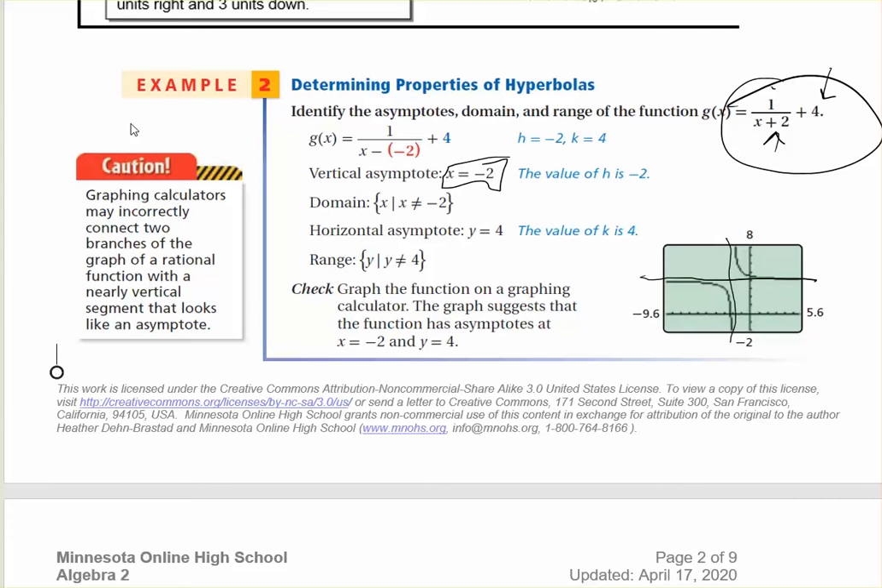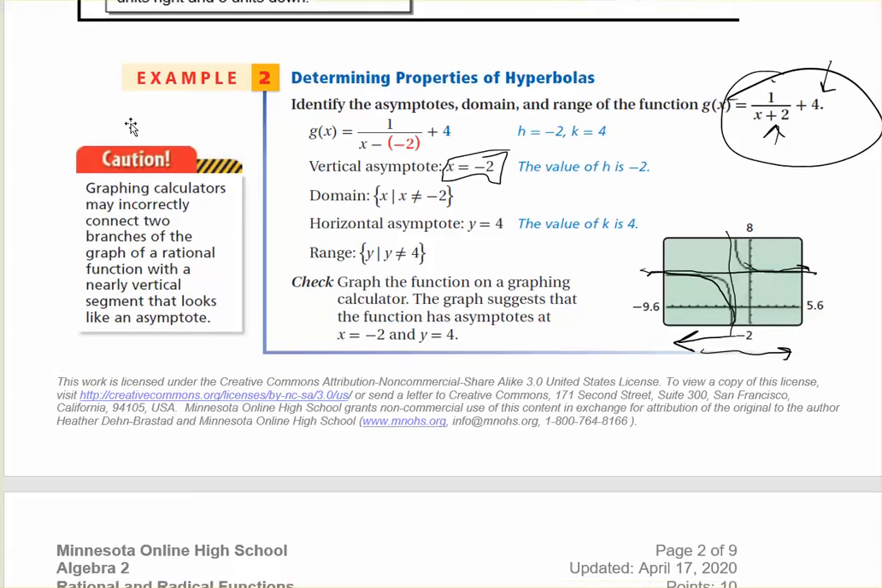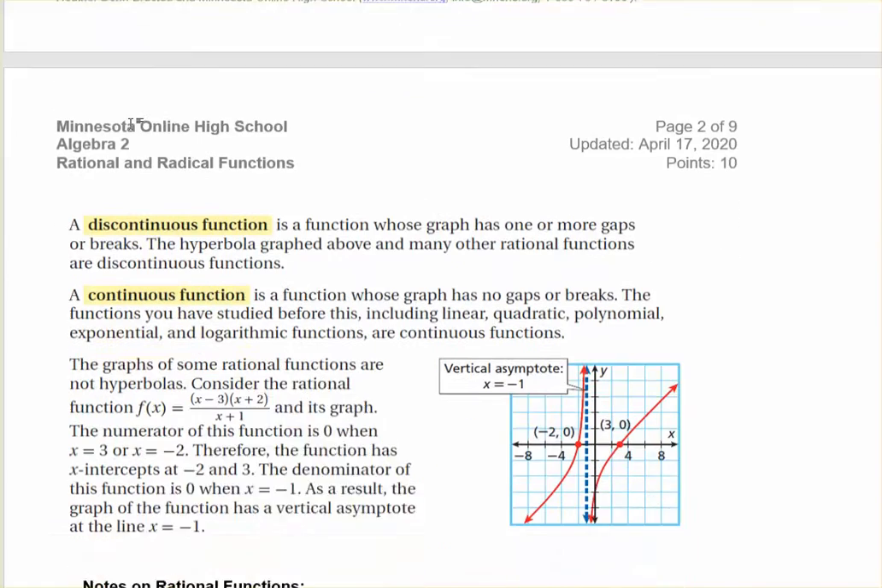The end behavior can also be found from the graph. As x approaches infinity, so as x gets bigger and bigger and bigger, we can see that the graph is approaching the horizontal asymptote. So the graph, or y, is approaching 4. And as x gets smaller and smaller and smaller, more and more negative, we can see that the graph is going to approach that horizontal asymptote from the other side as well. So it's approaching 4 from that side as well. So they won't approach infinity or negative infinity in most cases.